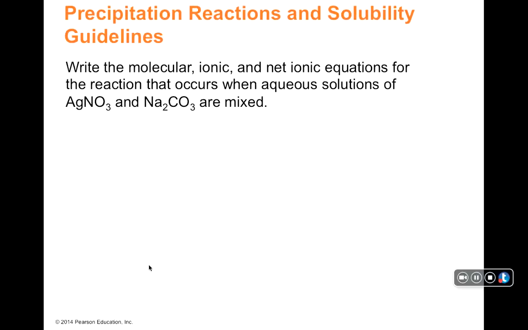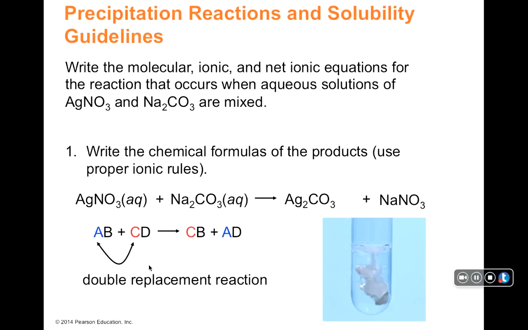So here's an example of using those guidelines. We want to write the molecular, ionic, and net ionic equations for the reaction that occurs when aqueous solutions of silver nitrate and sodium carbonate are mixed. So the first thing is the molecular equation. So we write the chemical formulas of the products. We use the rules there, so I'll talk through that.